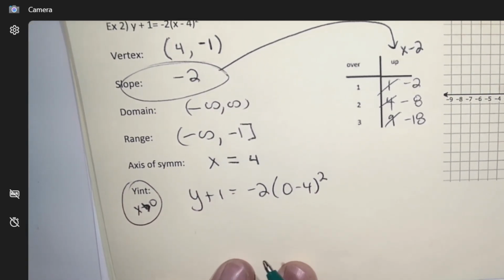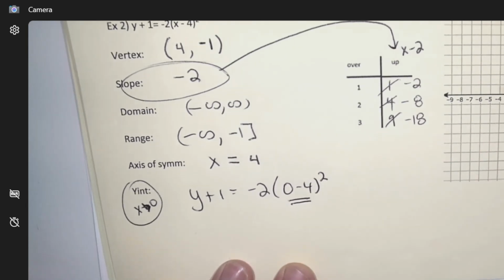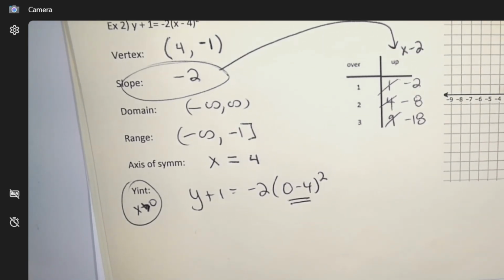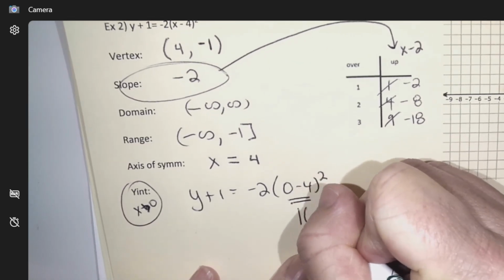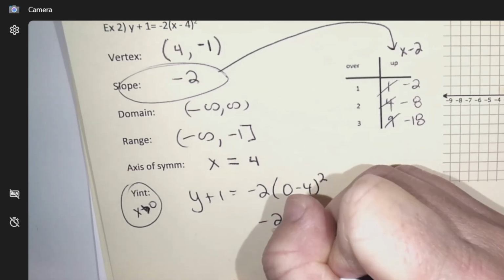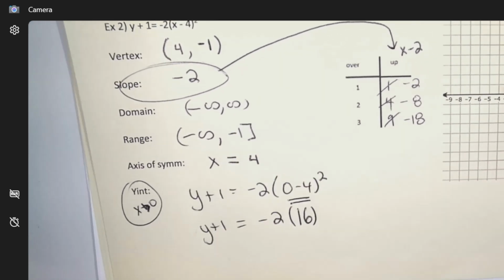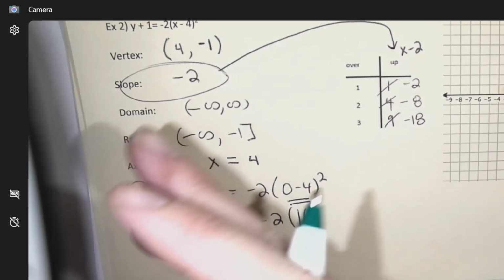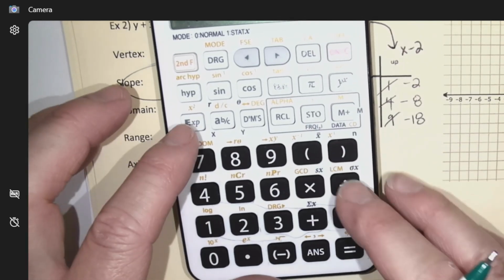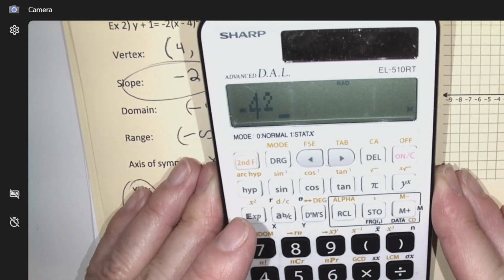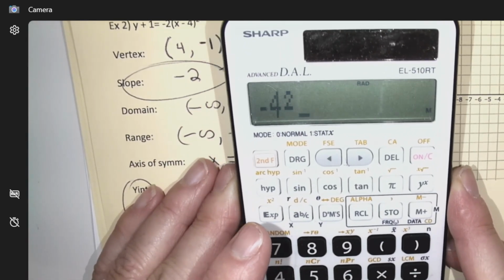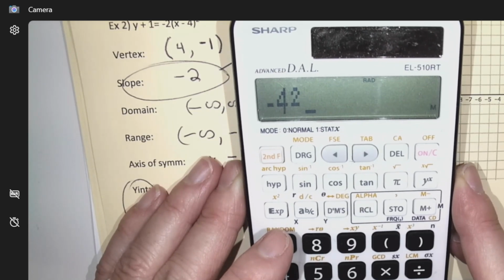Okay, BEDMAS. Brackets. -4. What is -4 squared? Positive 16. So there's something that tricks people because they also, do you understand if you were to do this in your calculator? It's not doing what you want it to do. Okay, that's going to be wrong.